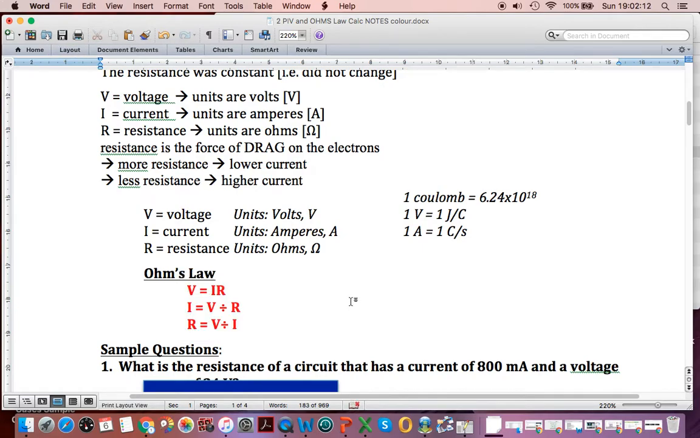Here are the 3 formulas in Ohm's law. If you're after voltage, you're using the first one. Voltage equals current times resistance. If you're after current, it's voltage divided by resistance. And if you're after resistance, it's voltage divided by current.